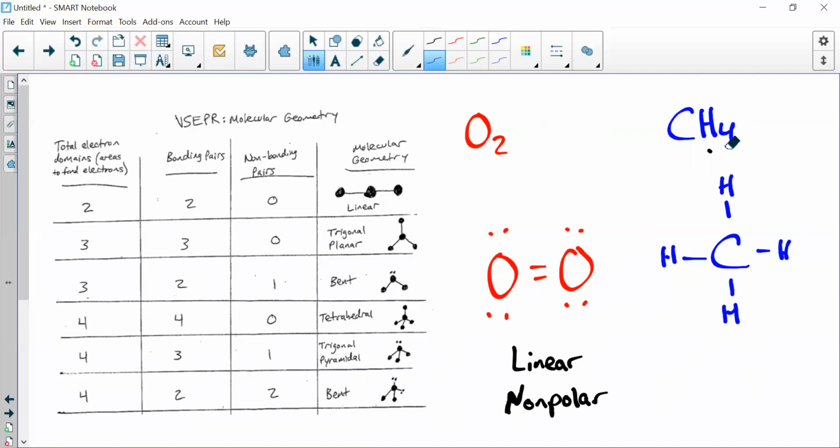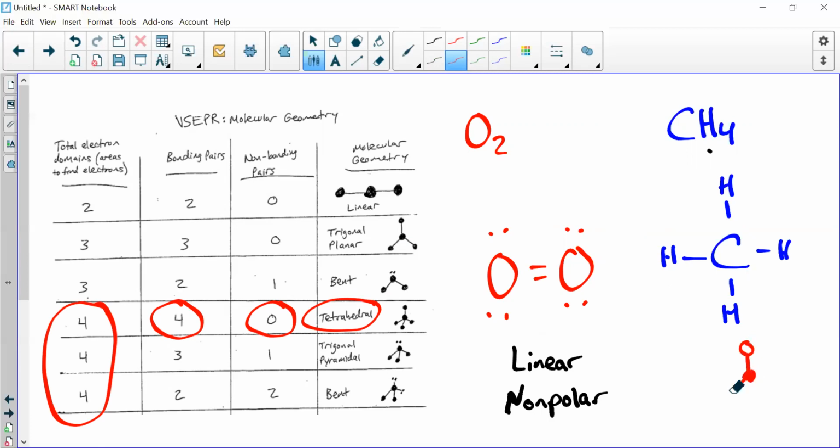CH4. Okay. How many electron domains do we have here? 1, 2, 3, 4 electron domains. So it's going to be one of these. How many of them are bonding pairs? All 4 of them. How many non-bonding pairs? 0. What shape? Tetrahedral. So methane forms a tetrahedral shape. So in reality, it's not going to look like a cross. It's going to look like, I've tried to draw this a bunch of times, like that, and then this one kind of sticks out towards you, and this one kind of goes into the page like that.